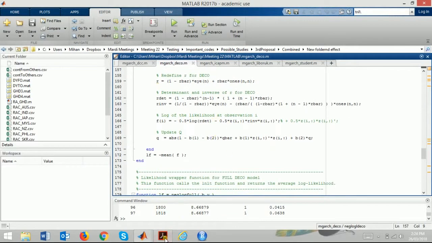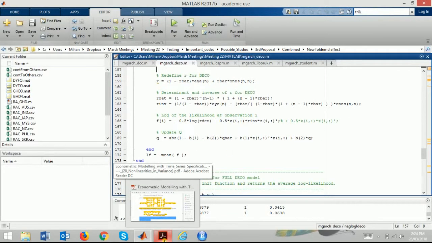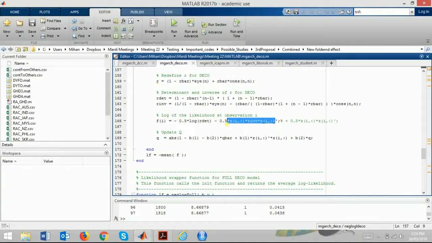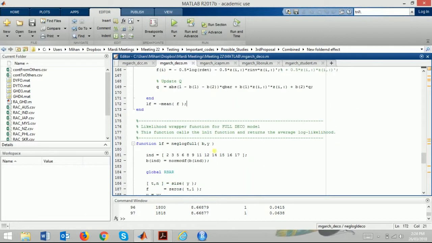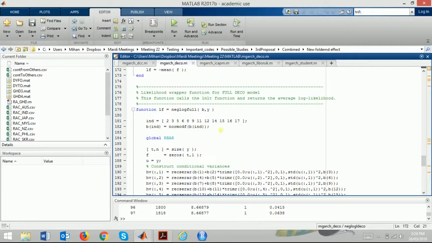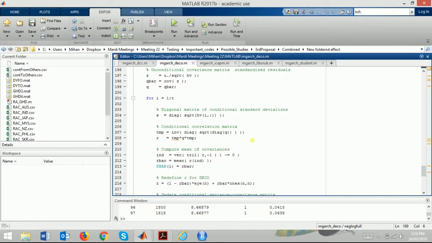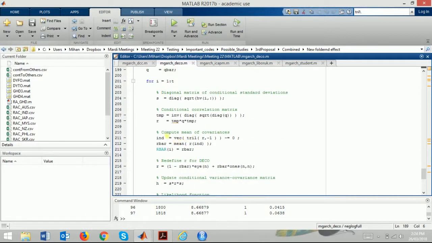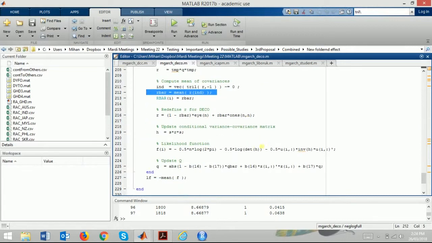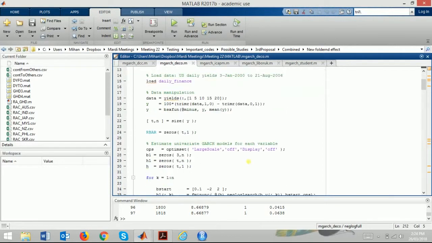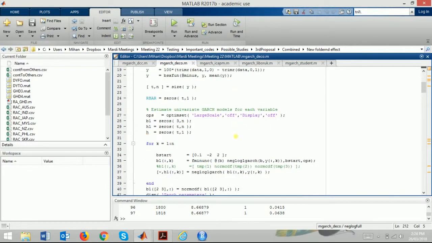Log of likelihood per observation: R inverse Z, R inverse Z. Very simple, though it's not mentioned, but yeah. Update Q just as before. So beautiful, easy. Then the log full, just like before. We find the conditional covariances just like before. Then compute the mean just like before. Redefine R and update conditions. So these are the additional information given in DECO, passed in DECO, and the data is included.